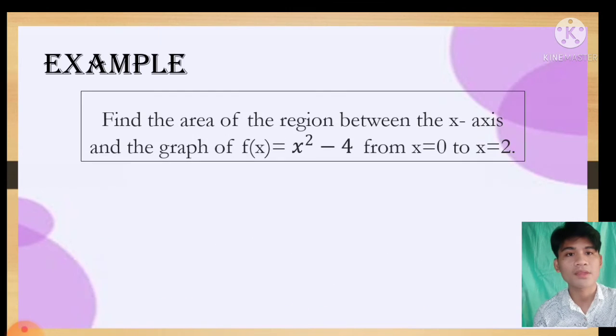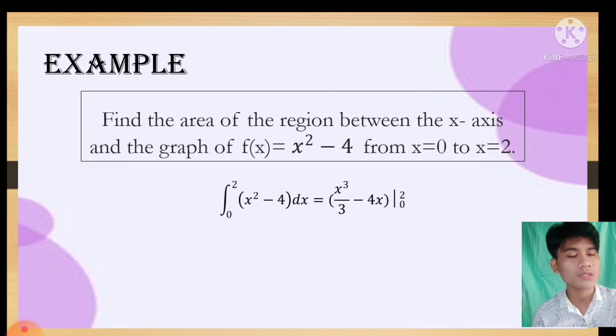Example number 4. Find the area of the region between the x-axis and the graph of f of x is equal to x squared minus 4 from x equal to 0 to x equal to 2. So if we rewrite the given problem into an equation, we came up with the integral of x squared minus 4 dx from 0 to 2 is equal to x cubed all over 3 minus 4x from 0 to 2.